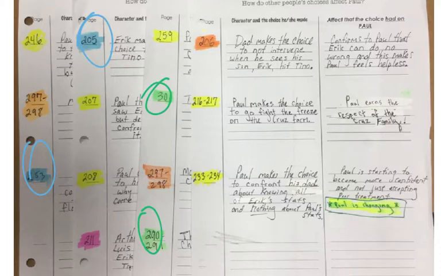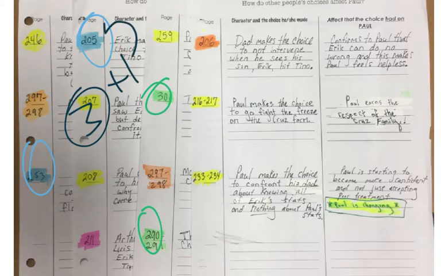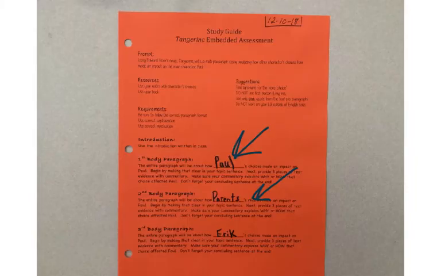However, I have to have 3 pieces of evidence for each paragraph. This means I'm going to have to add another Eric piece of evidence so that I have 3. So just note to self, as you're looking at your colors, make sure you have 3 of each. So as you can see, I went ahead and added Eric.